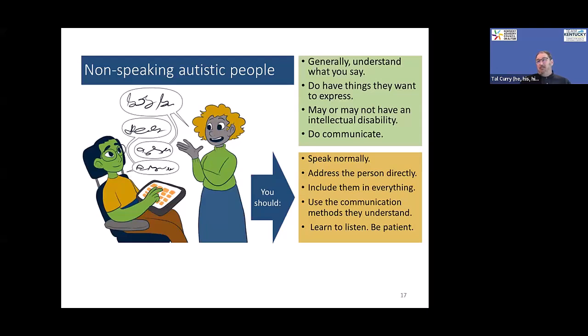Non-speaking autistics. We know that we have folks that are non-speaking. Probably around 30% of the population of autistics are non-speaking.